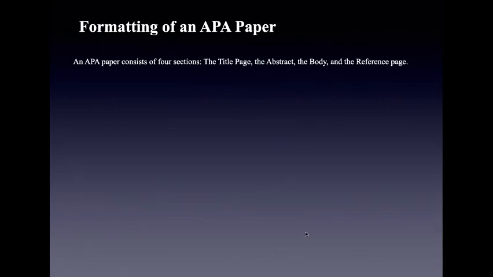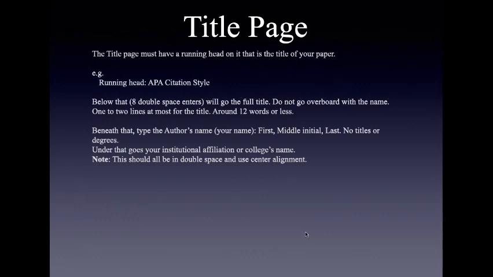So an APA paper is formatted in four sections: title page, abstract, the body, and reference page. The title page must have a running head on it that is the title of your paper. For example, running head: APA citation style. Below that, with eight double-space enters, will go the full title. Don't go overboard with the name. One to two lines at most for the title, around 12 words or less.